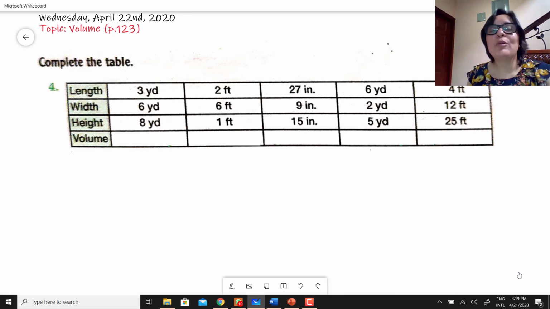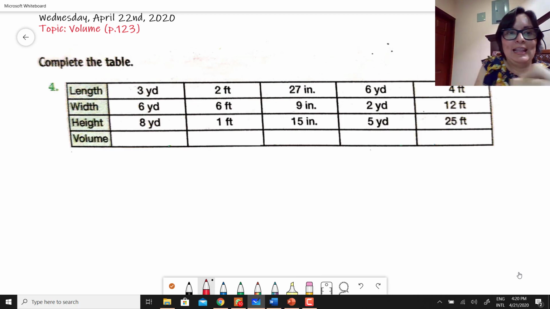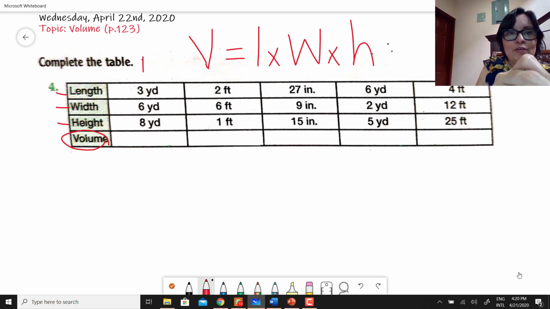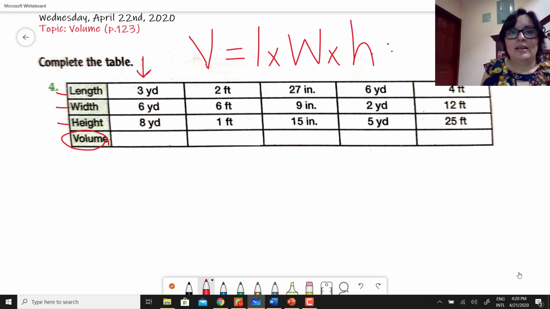Okay, here we have number 4. Complete the table. In this table, we have length, width, and height. And we have to complete the volume. But we already know that volume equals length times width times height. And here we have, for example, for the first column, let's solve for the first column. Length times width times height.